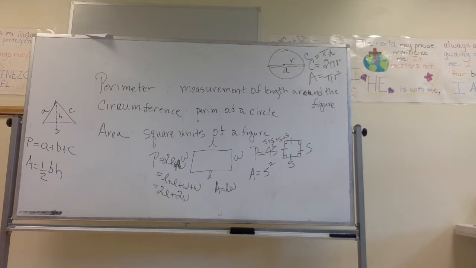50.26548. Okay, so they're rounding to the tenth. So what is it? 50.3. And then what's your unit? Centimeters. Okay, but we're talking about area, so centimeters cubed? Not cubed, that's volume. Squared. Yes. Okay, good. All right, and then now example 3.